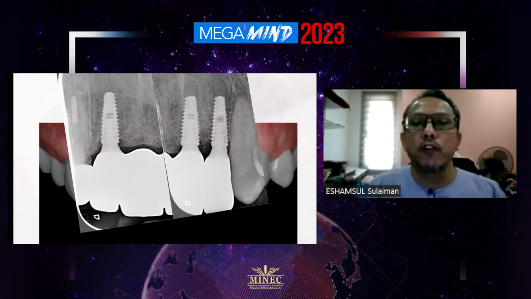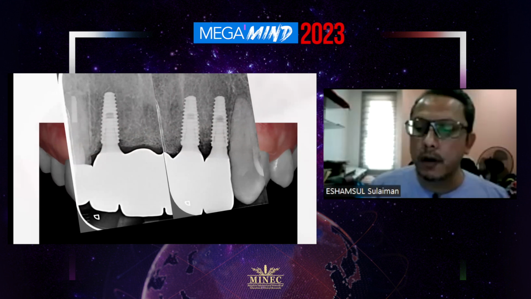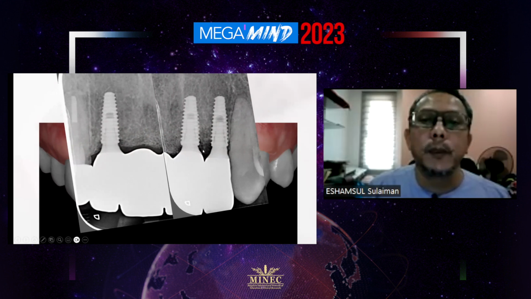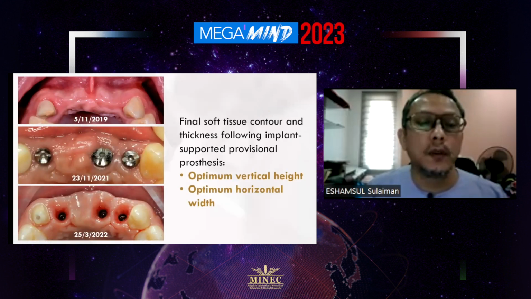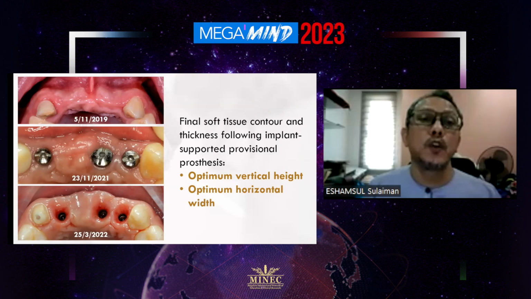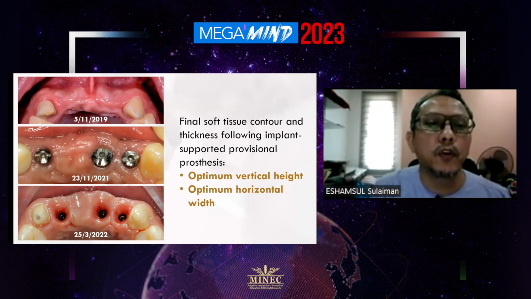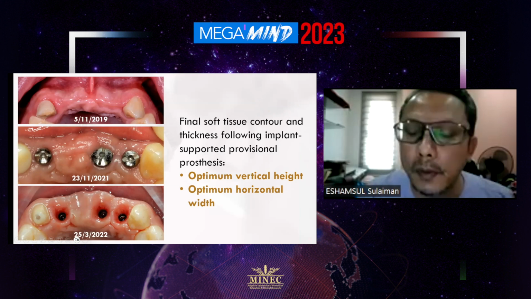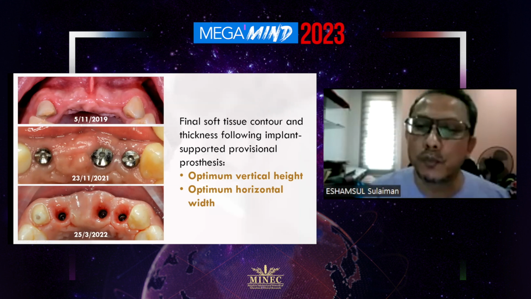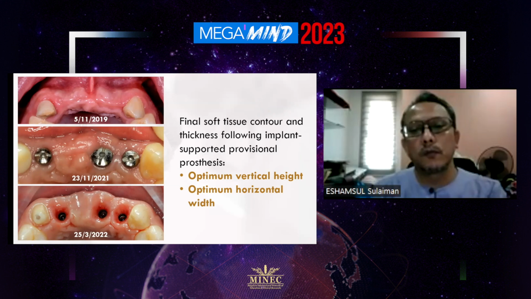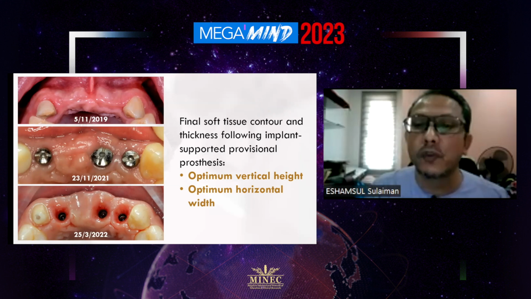And the baseline radiograph also confirmed the stability of the crestal bone around the implant here. You can see the peak of the crestal bone is still there, although it's only about 3 months post-loading. So here you can see the changes of soft tissue gradually from the time of pre-operative before implant placement, after the healing abutment placement, and finally after the delivery of the implant-supported restorations, which shows the optimum vertical height and horizontal width of soft tissue.